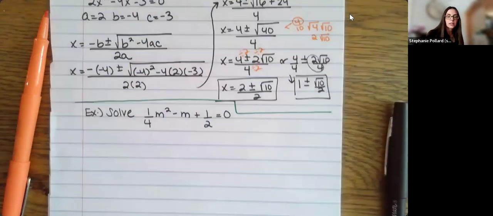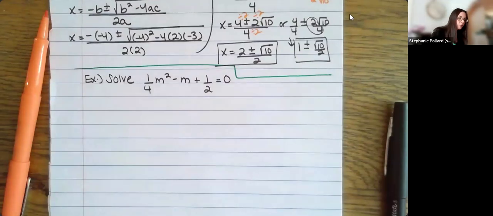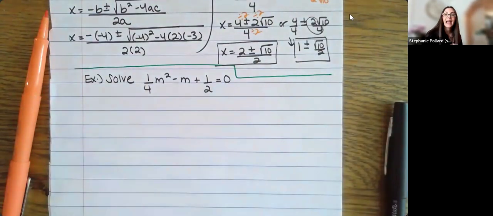Okay, so here's another example, and this time you can see we're already started with the equals 0, which is great, but I have fractions. Now, you can work with fractions in your formula, but I don't recommend it. So what I would do is multiply through to cancel out those fractions first.